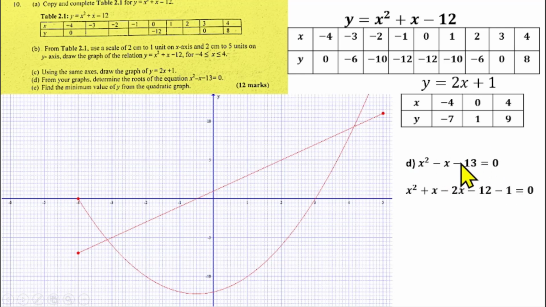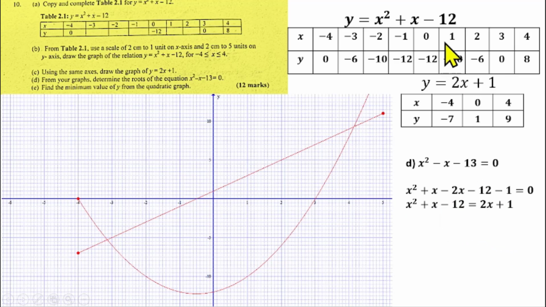Also from minus 13, we can get minus 12 by getting two numbers you can add together to give us minus 13, and one of them is minus 12. Minus 12 minus 1 will give us minus 13, and this minus 12 is what we need. So for us to get this equation, we need to take this minus 2x to this side and this minus 1 to this side. If you do that, we have x squared plus x minus 12 equals 2x plus 1.